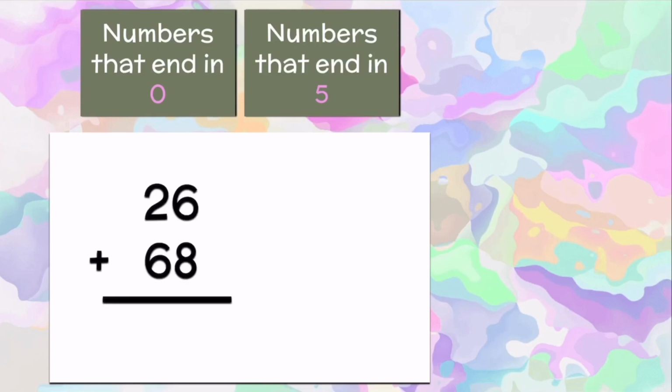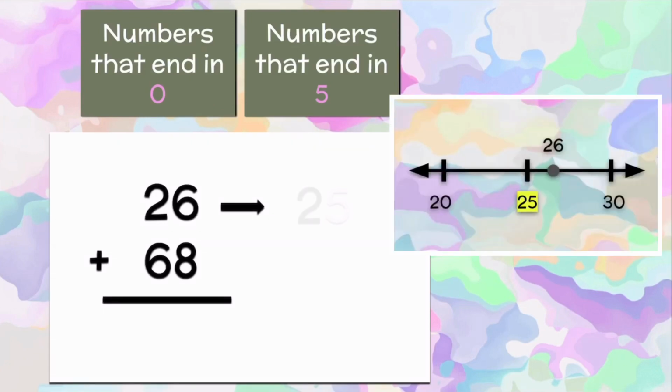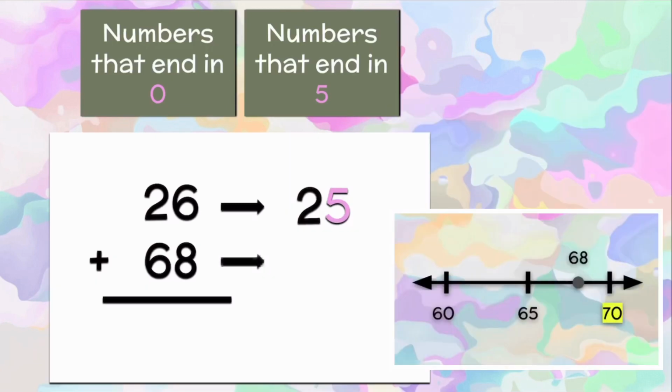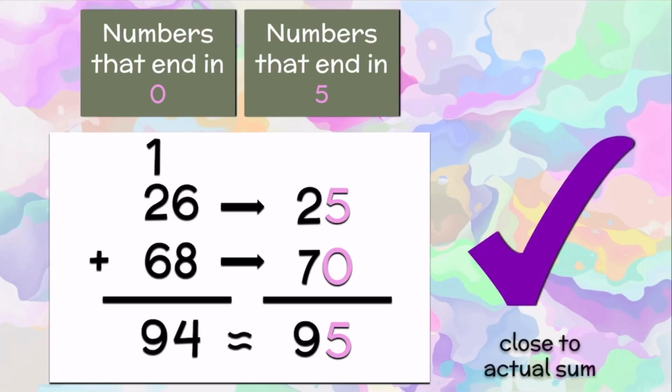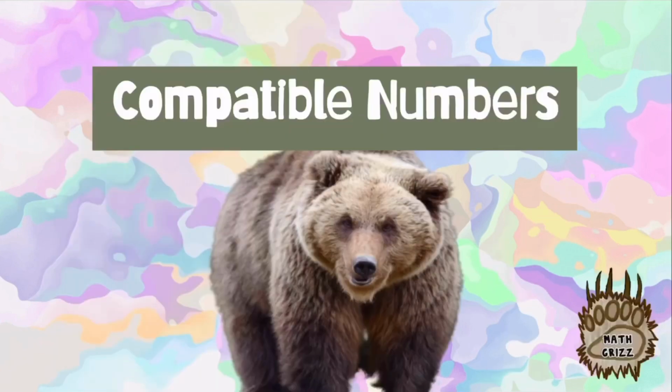26 plus 68. Let's think. 26 is very close to 25 and that ends in a 5. 68 is pretty close to 70 and that ends in a 0. 5 plus 0 is 5 and 7 plus 2 is 9. Now 6 plus 8, that equals 14. 6 plus 2 is 8, plus 1 is 9. When we use compatible numbers, we add more quickly and we get a sum that is pretty close to the actual sum.